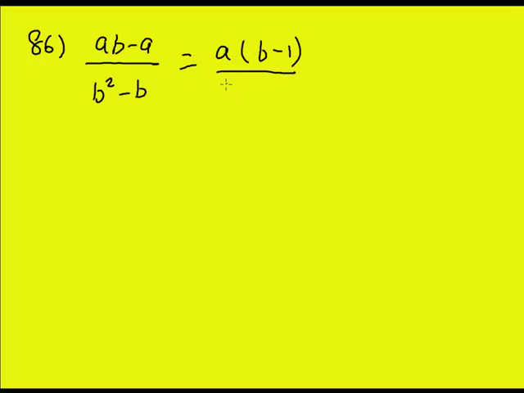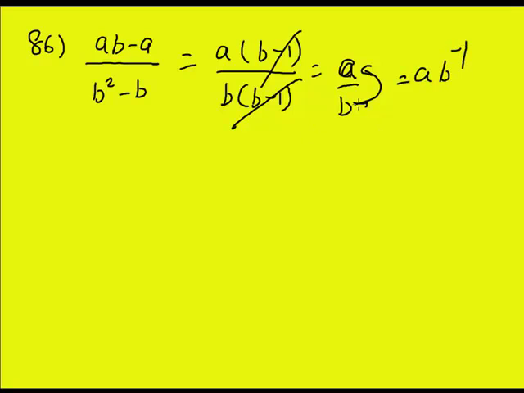Okay. 86, did I forget that? I have a, b minus a, all that over b squared minus b. Factor the top, take out an a, that'll be b minus 1. Factor the bottom, take out a b, that'll be b minus 1 in the parentheses. They cancel out. You got a over b, take the b to the top, and that's going to give you a times b to the negative 1. Yes. Now they told us to move all the letters to the top. Okay.